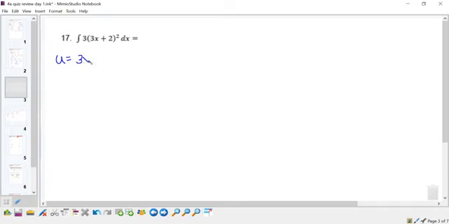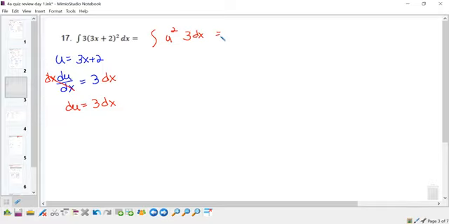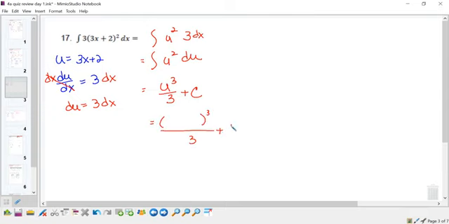So if u is 3x plus 2, that means du dx is 3. Ooh, I have that there. So if I multiply dx to the right, this would work. So I've got the antiderivative of u squared 3 dx. But 3 dx can be replaced with du. So then the power rule, and put your u function back in.